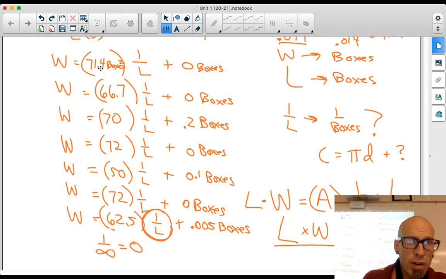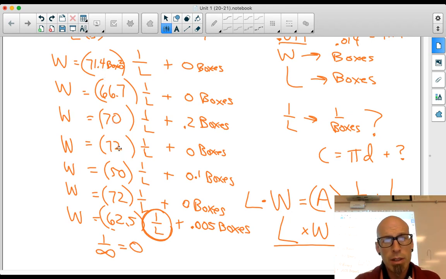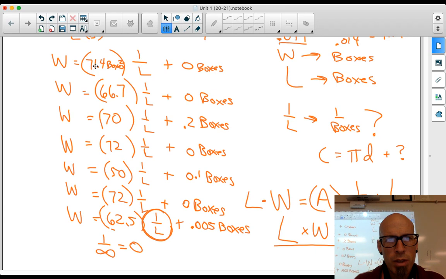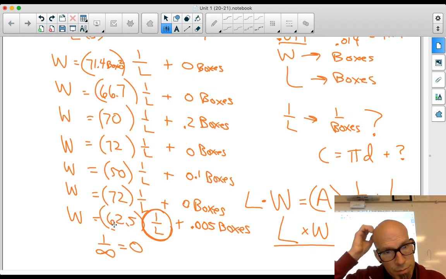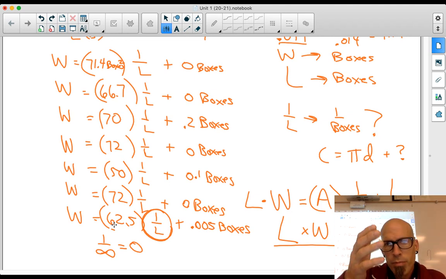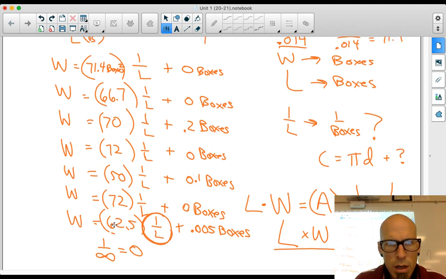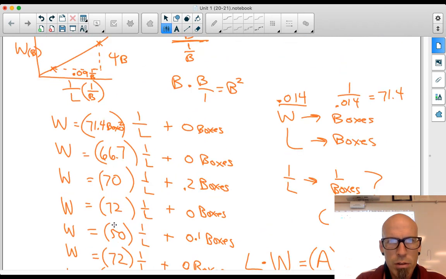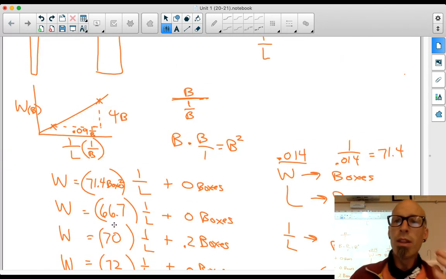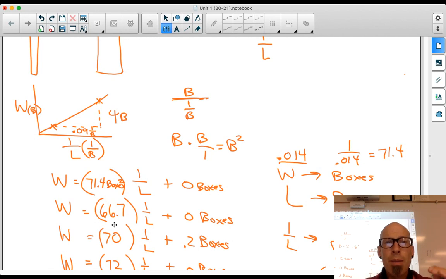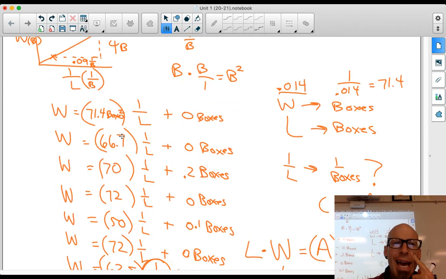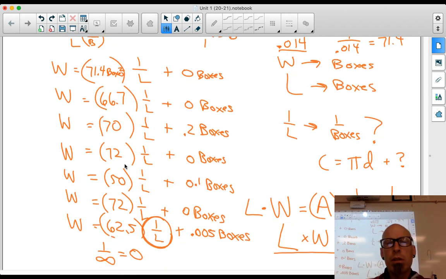These slopes, some of them are very close: 71.4, 70, 72, 72, 62.5. Those are all fairly close to each other. 50 is a little small compared to the others. 66.7, I suppose, is closer to 70 than 62.5, but these slopes are fairly similar in value. Now, the question is then, what does that slope mean? Now, nobody had a unit on their slope.